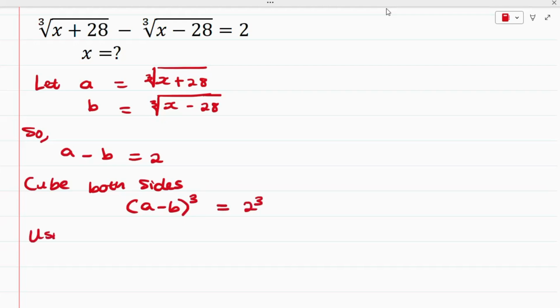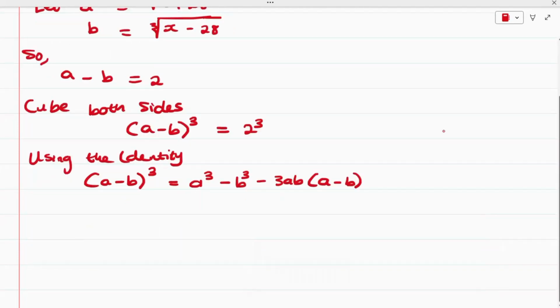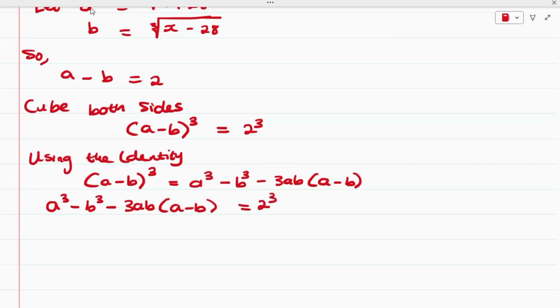Now making use of the identity that says that if we have a minus b all raised to the power of 3, this is equal to a raised to the power of 3 minus b raised to the power of 3 minus 3ab multiplied by a minus b. So applying this, we have a raised to the power of 3 minus b raised to the power of 3 minus 3ab multiplied by a minus b, and this is equal to 2 raised to the power of 3. But we know that a minus b is equal to 2, right?